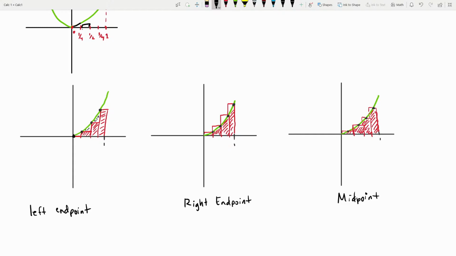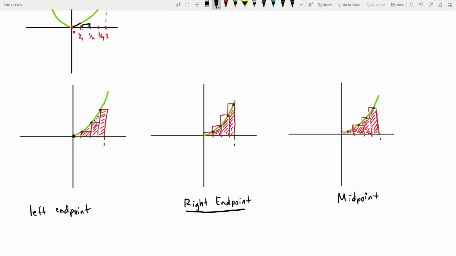Now we can go on to do the right endpoint method, and basically we're going to split it up into the same sections. As we can see here, there are 4 sections, and what we're going to do, instead of using the leftmost endpoint of the rectangle, we're going to use the right endpoint.